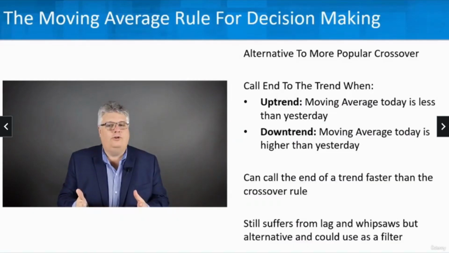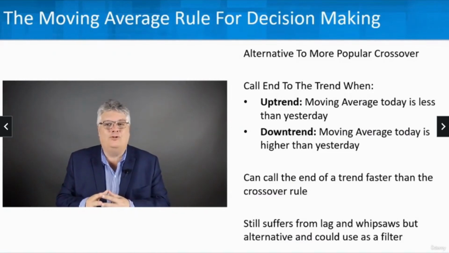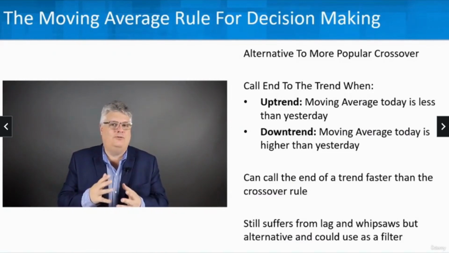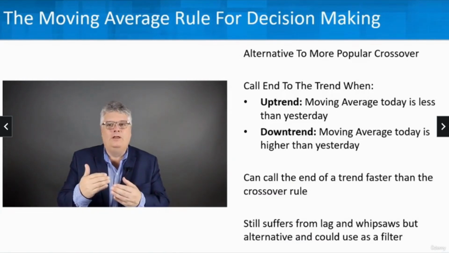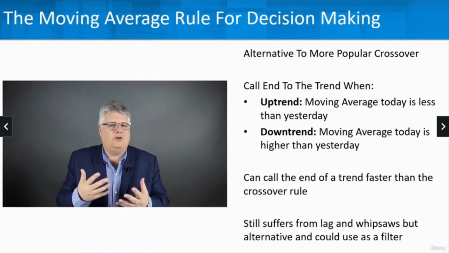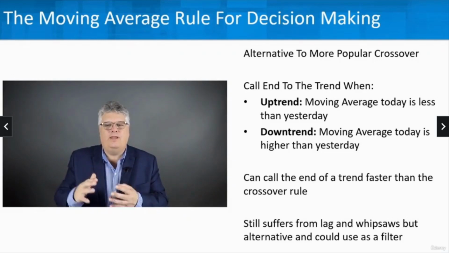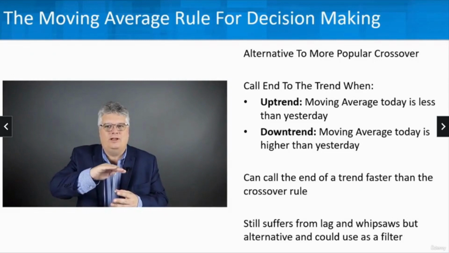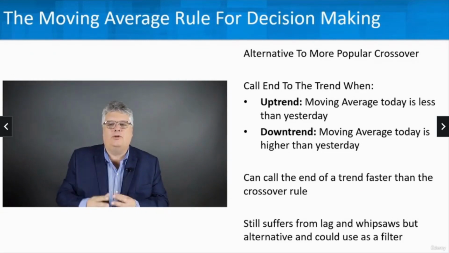Another rule that you could use with moving average lines is, I guess, the moving average rule. It's an alternative to the more popular crossover rule. So you're not looking for when it crosses over, you're basically looking for when the moving average starts to bend or change. You would look at it to call an end to a trend when you have changes in the moving average line itself. Instead of uptrending or downtrending, it's starting to make that change either way.